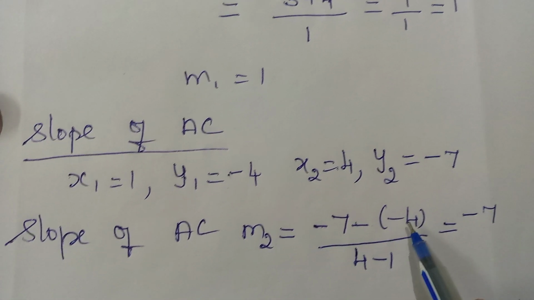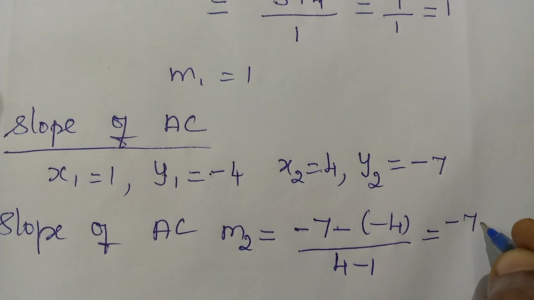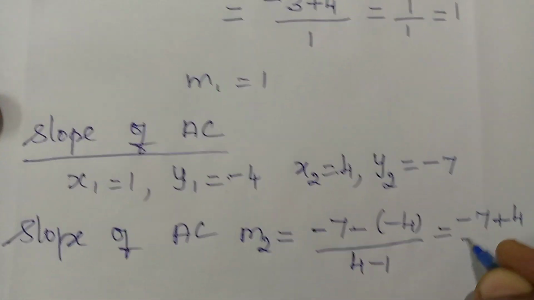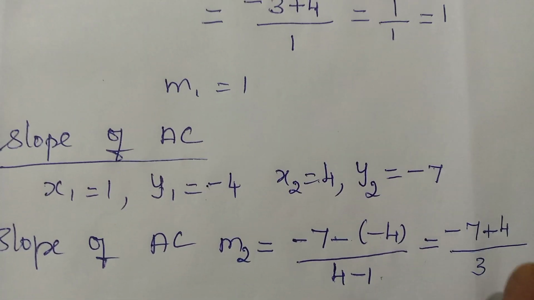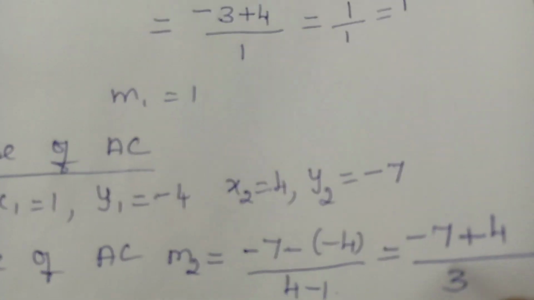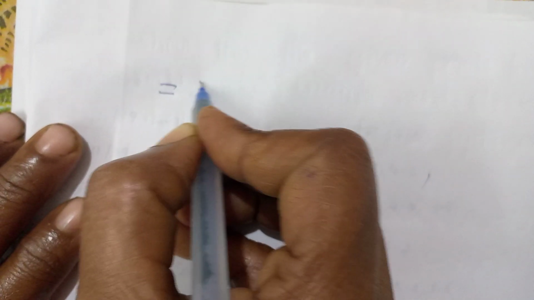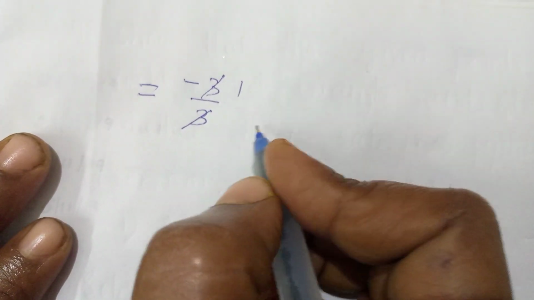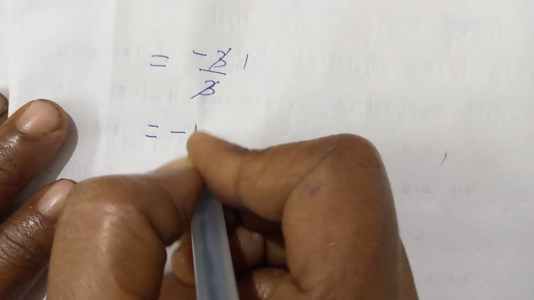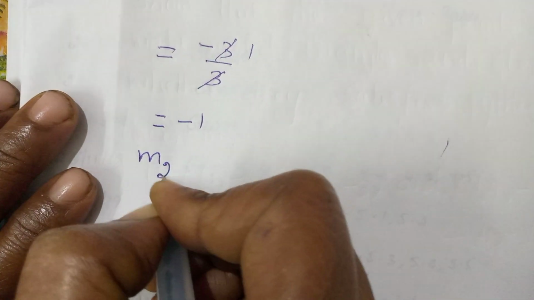Here minus into minus is plus, so plus 4 by 4 minus 1, which is 3. That is minus 7 plus 4, which is minus 3, divided by 3. The 3 can be cancelled, which is equal to minus 1. So m2 is equal to minus 1.